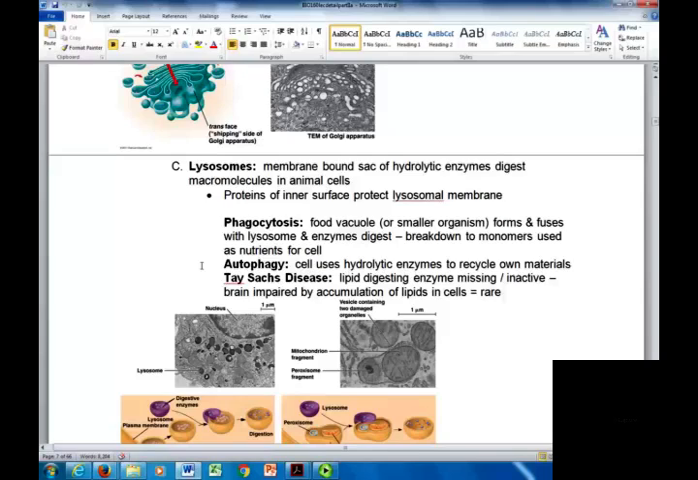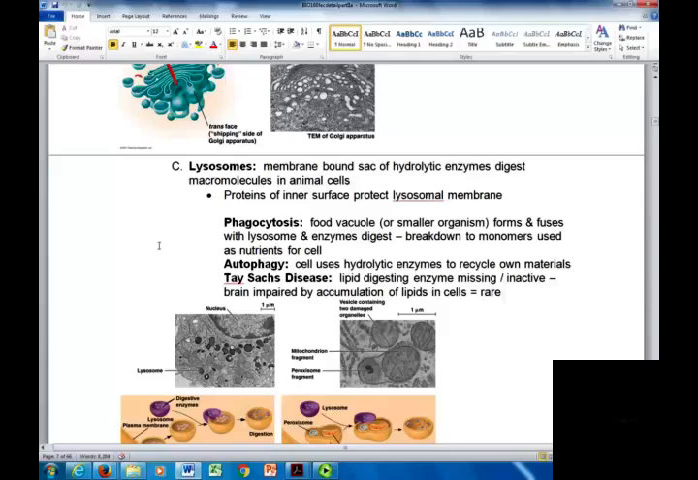So the lysosomes are membrane-bound sacs of hydrolytic enzymes. Some means body or cell, and lyse is to split something open. So these enzymes are going to help digest macromolecules in animal cells. Inside, you're going to have proteins that are going to line and protect the lysosomal membrane so it does not digest itself. So one thing it's used for is phagocytosis. When you have a food vacuole or a smaller organism that has been engulfed, it will form and fuse with a lysosome, and the enzymes will digest it or break it down into the monomers so it can be used as nutrients for the cell.